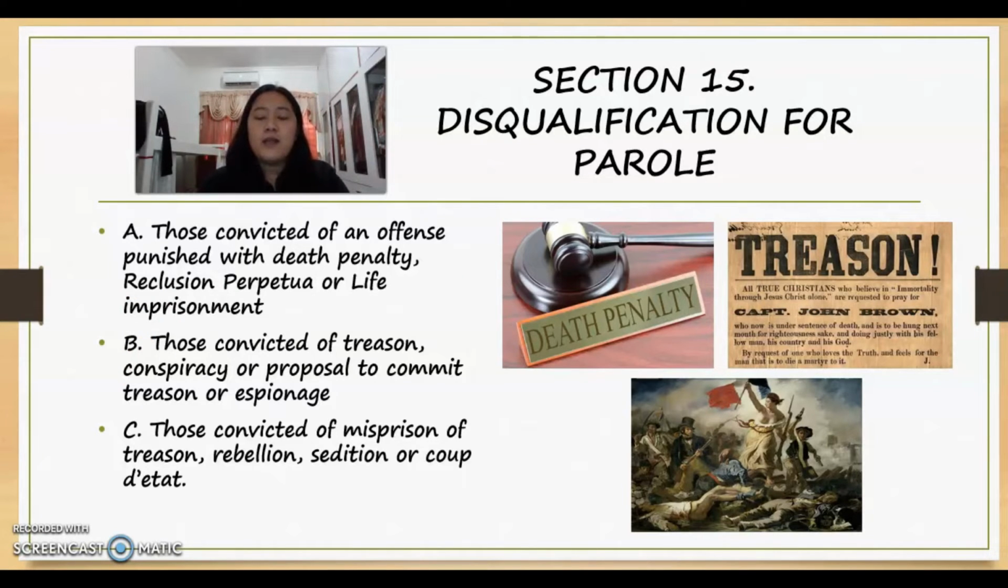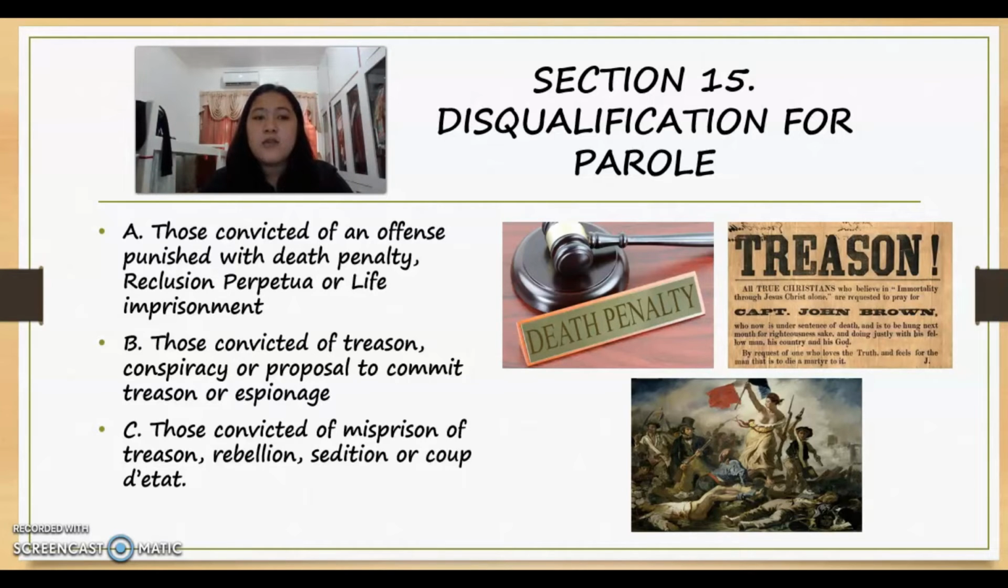The following disqualifications are the basis for a prisoner that cannot be granted parole. The first one is those convicted of an offense punished with death penalty, reclusion perpetua, or life imprisonment. Katong mga prisoners na nasentensyahan og life imprisonment, disqualification for parole to sila.